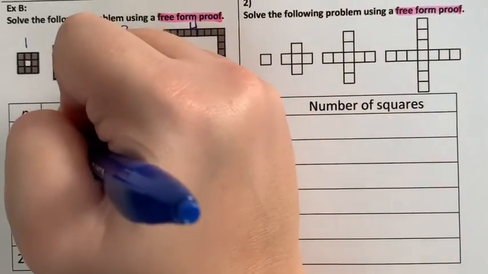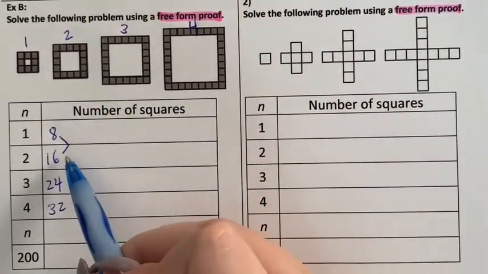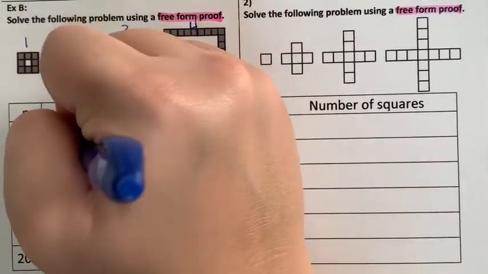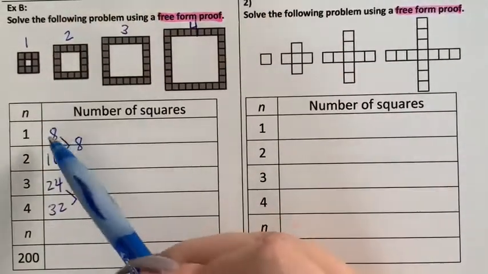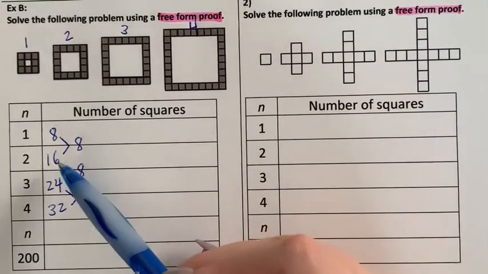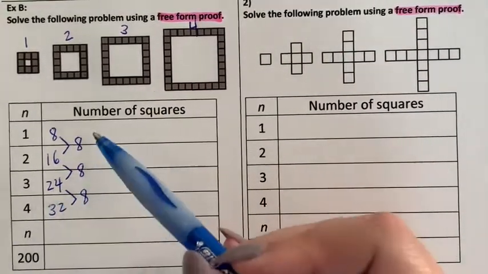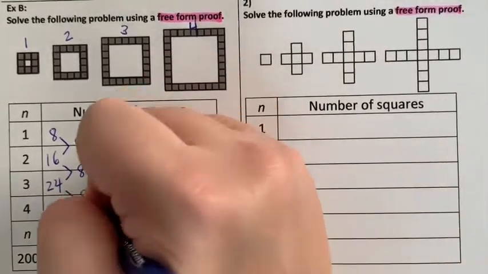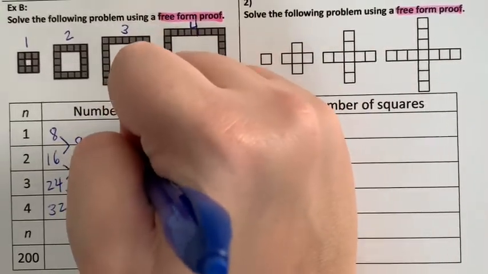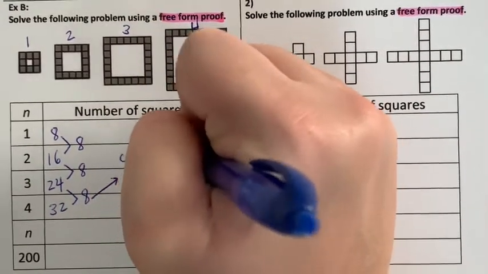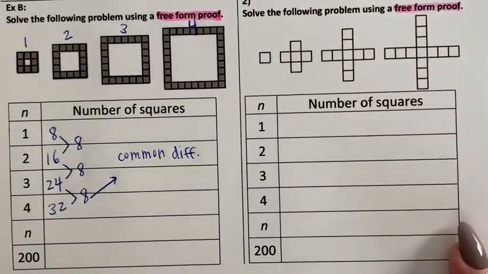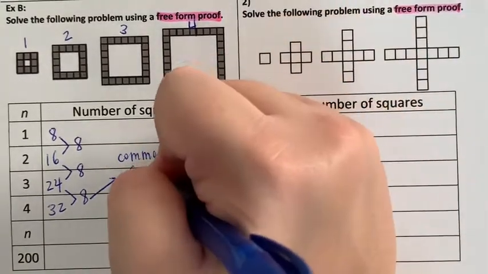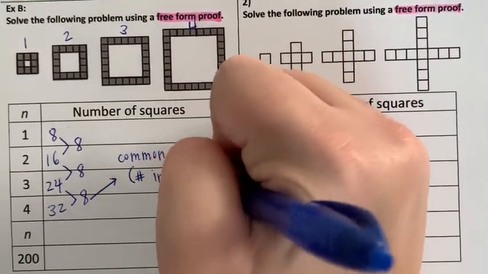Another way to look at it is to look at it this way. My common difference here between all of these numbers is 8. I'm saying 8 plus 8 gives me 16. 16 plus 8 gives me 24. 24 plus 8 gives me 32. So this number here, this is called the common difference. And this is the number that we can put in front of n.